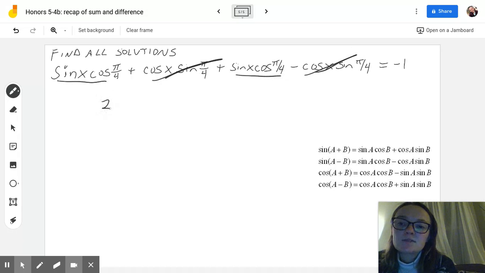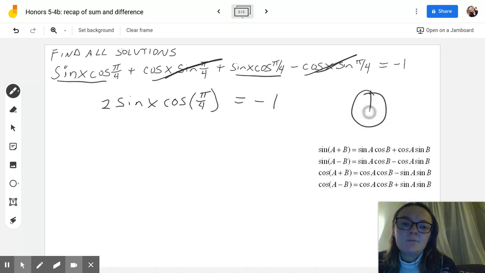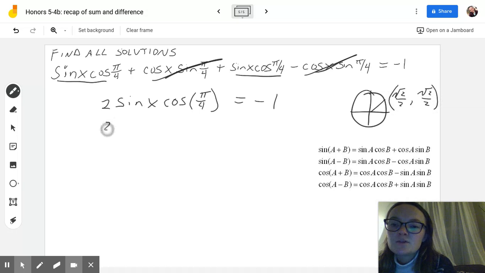We're going to get 2 sine of x cosine of pi over 4. Remember, cosine of pi over 4 is just a number. Let's go and evaluate that. Cosine of pi over 4. And I realize now I probably did the first step for you because if you can see this first step here, it is probably the result of a sum and difference formula. So I guess you don't need your sum and difference formulas right now. Cosine of pi over 4 is going to be radical 2 over 2 because its ordered pair is radical 2 over 2, comma radical 2 over 2. So I'm going to get 2 times sine of x times radical 2 over 2 is equal to negative 1.